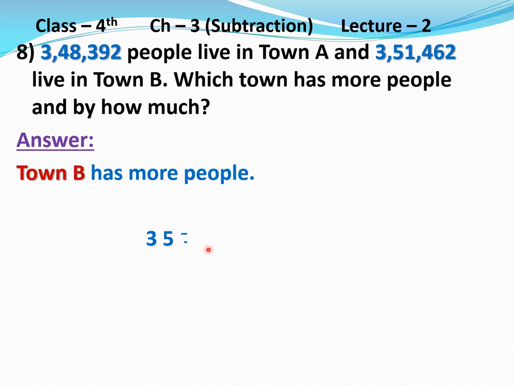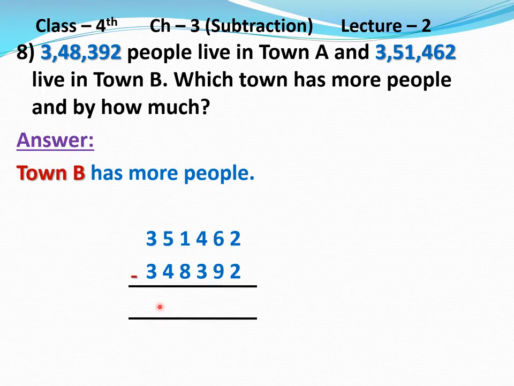See, 3,51,462 minus 3,48,392. Now, subtract this. 2 minus 2, 0. Now see 6 minus 9 it is not possible. So we will take borrow from this 4. So this 4 will become 3 and this 6 will become 16. 16 minus 9, 7. 3 minus 3, 0.